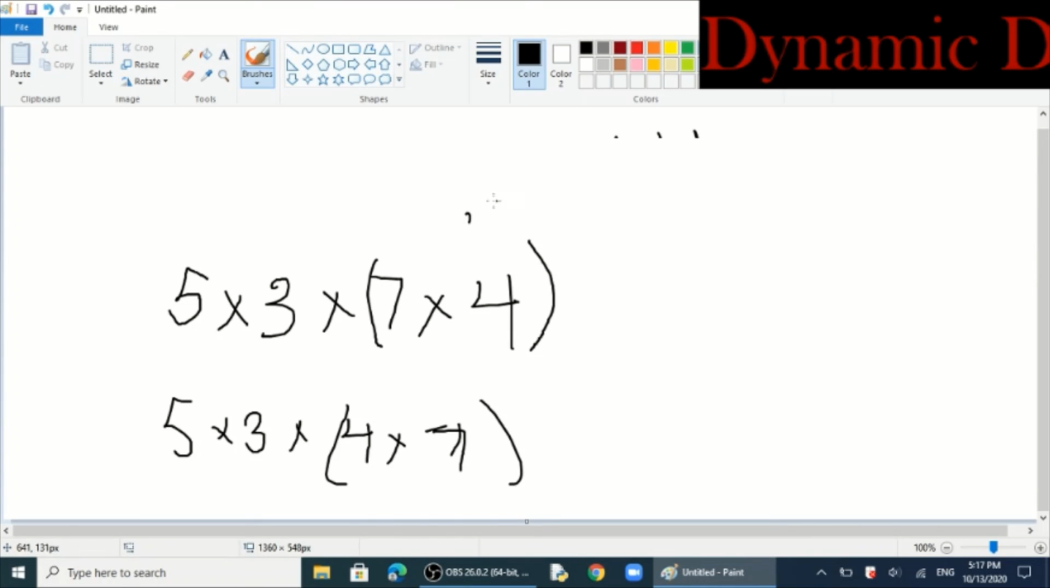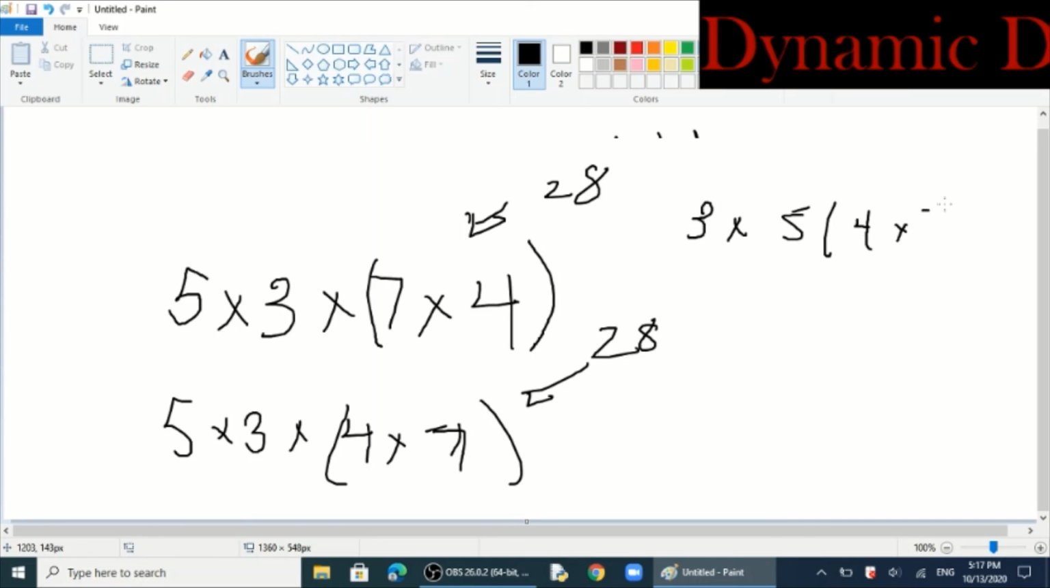This equals 28. And this also equals 28. So we're not changing the value. But now we can also swap the 5 and the 3. So we can make it 3 times 5, 4 times 7, and multiplication sign. Then I can change the grouping symbols so it's no longer with the 4 and the 7, but instead with the 4 and the 5. So then I can go 20 times 3 times 7. Then I would also want to swap it around.